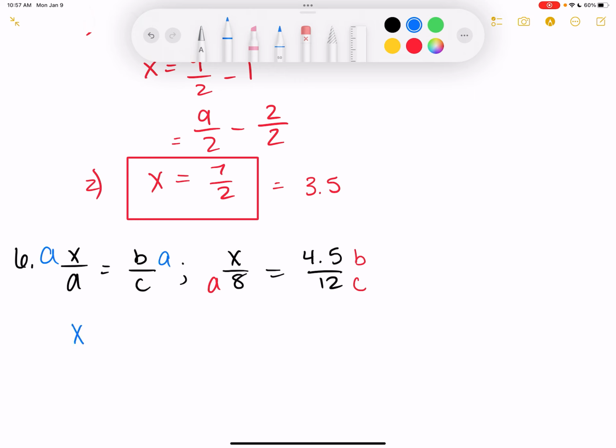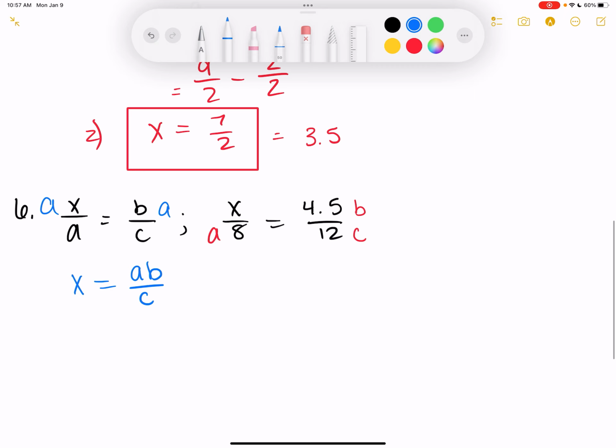So x is equal to A times B divided by C. And you could leave it as B times A if you wanted to. That's completely fine. I like my letters in alphabetical order. So then we're going to plug in the numbers. So x is equal to, A was 8 times B was 4.5 divided by C was 12.